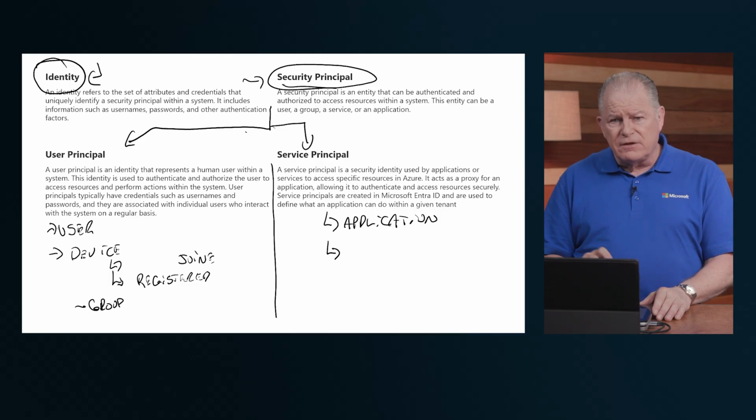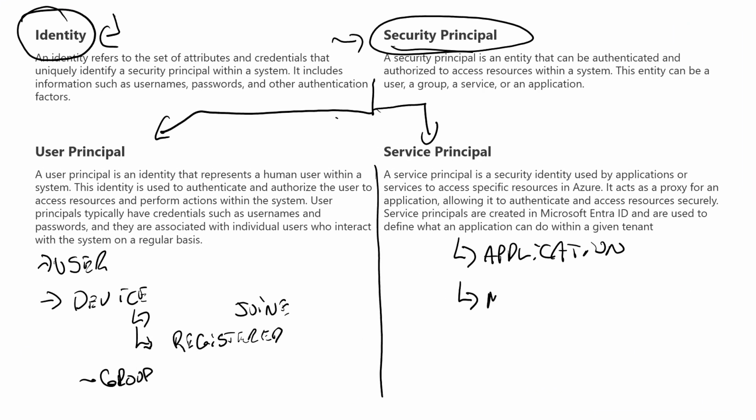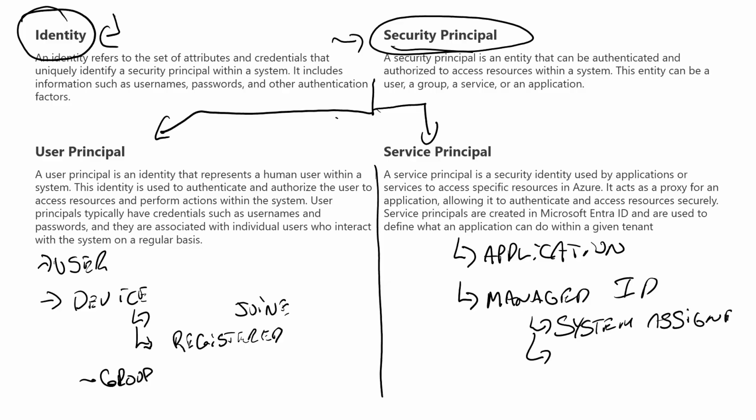You're going to see extensively covered in this recording as well as other ones. We're going to take a look at what are called managed identities. And there's two forms of managed identities called system assigned and user assigned.